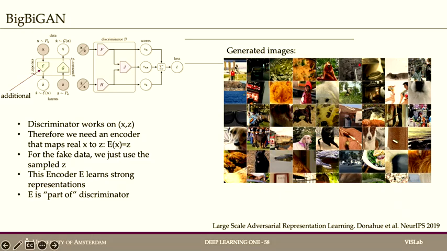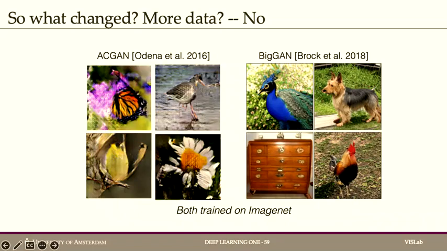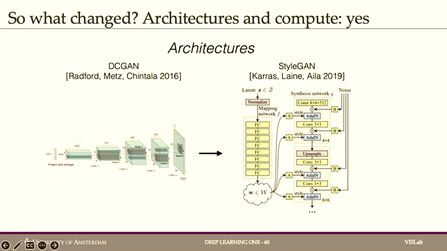So what changed from 2016 to 2018 is not more data. It was really the compute and architectures. Another architecture and compute change is from this DCGAN to StyleGAN. StyleGAN is the one where I showed you all these pictures of faces and so on. And of course, you have these fixes with instance norm and a bunch of architectural changes as well. So these were the main points.